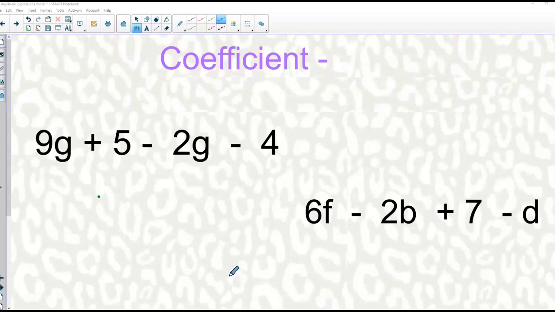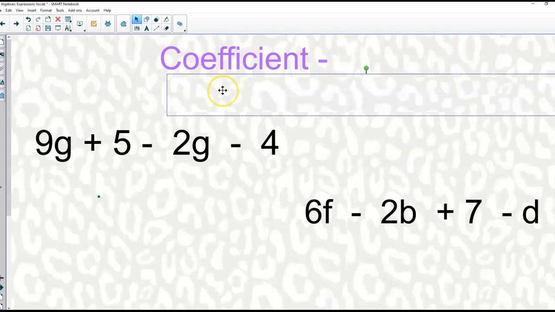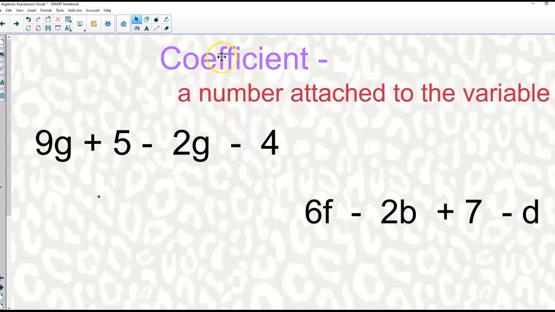Okay, our third vocab word right now is called a coefficient. And a coefficient is the number that is attached, it's usually in front, to the variable. It's the number that's attached to the variable. It's usually in front of it. So in this problem, my number that is in front of the variable would be 9. My coefficient is 9. Just 9, not the letter, just the number that's in front.